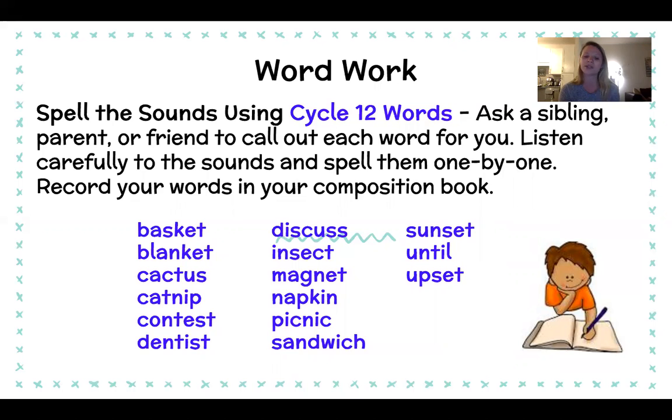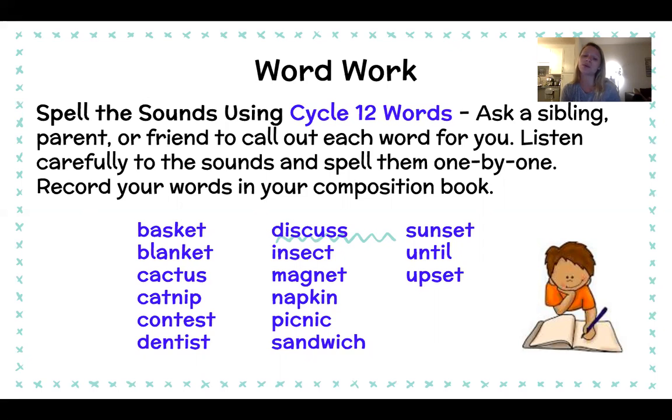So for example, let's do the word catnip. Our strategy was to clap it out and see how many syllables. Let's clap it. Catnip. There's 2 syllables. So let's start at the first syllable. Okay. Cat. Let's tap it out. Cat. Okay. You would spell cat. Now let's do the next part. Nip. Nip. Okay, catnip, and you'll spell those words.